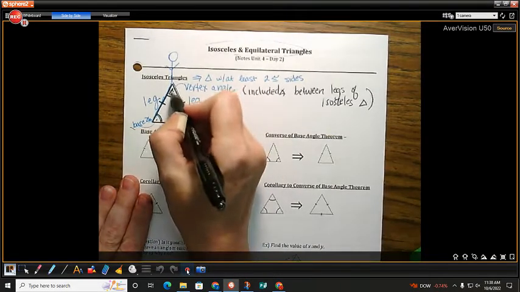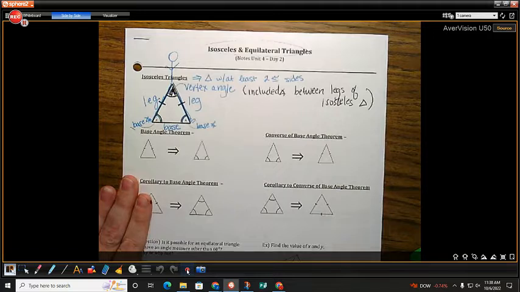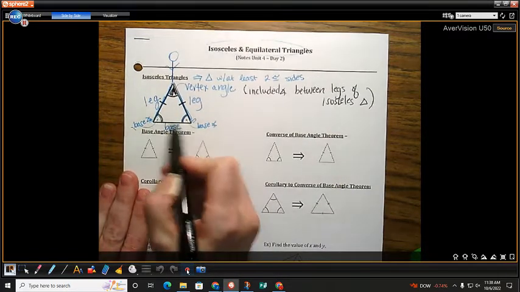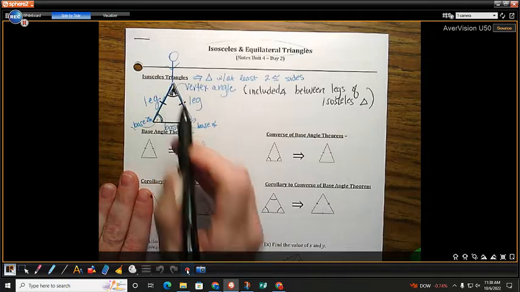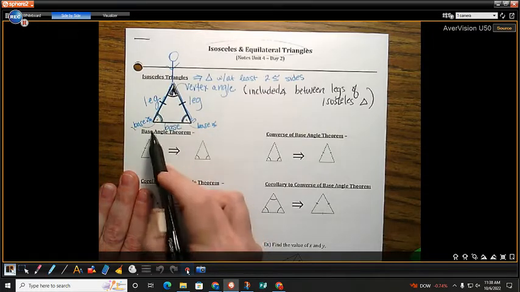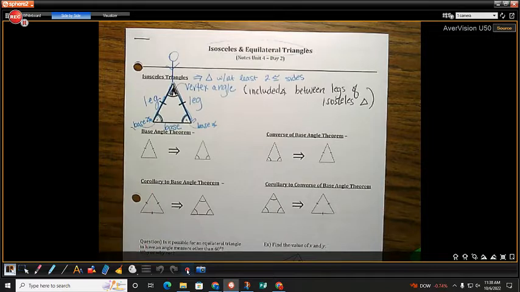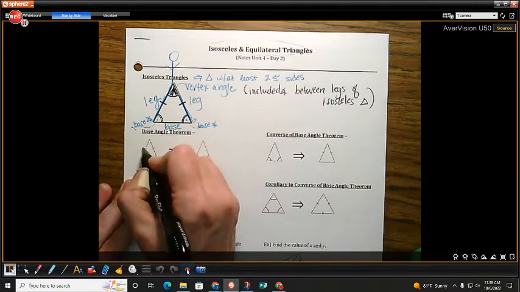So the vertex angle is between the two legs where they touch each other. These base angles down here are not included between the legs. They're hanging out down by the ankles. Okay? So now that you know all the body parts of your isosceles triangle, I'm going to use those words like crazy to do the base angle theorem. Guess what's involved in the base angle theorem? Shockingly, the base angles. But first I'm going to start with an isosceles triangle.